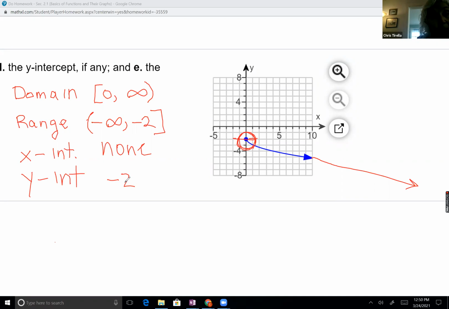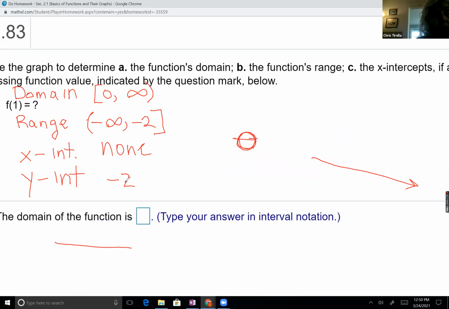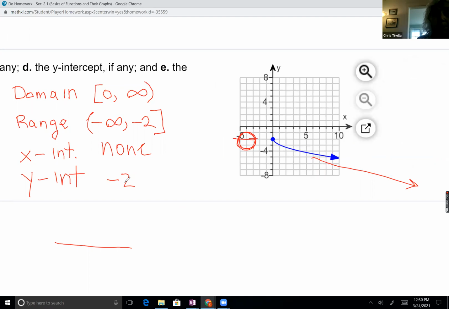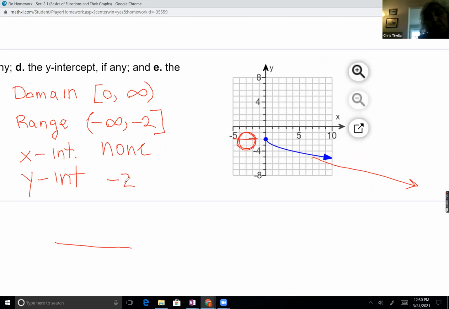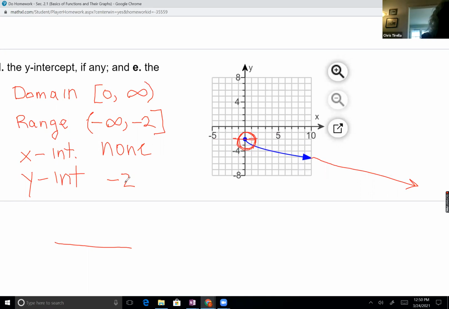And I have to apologize. Oh, we want f of 1. Well, can I put it back where it was? Maybe. F of 1.